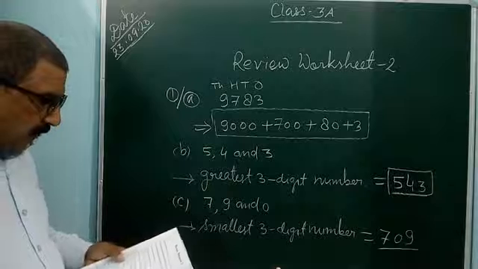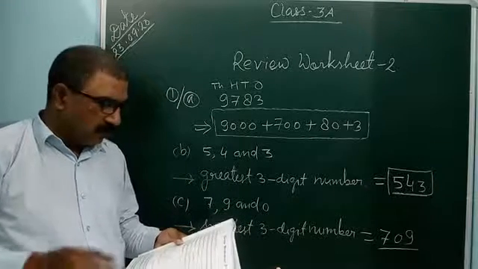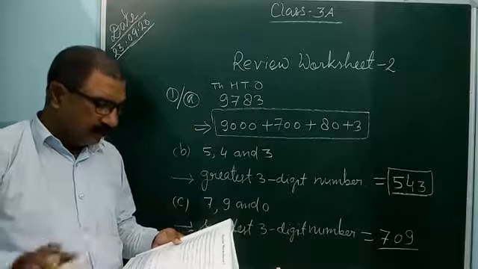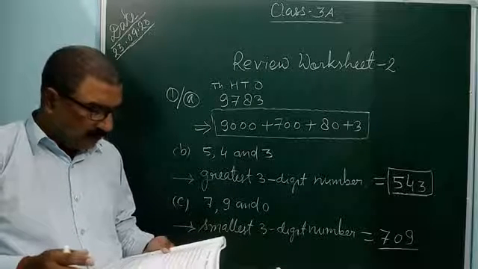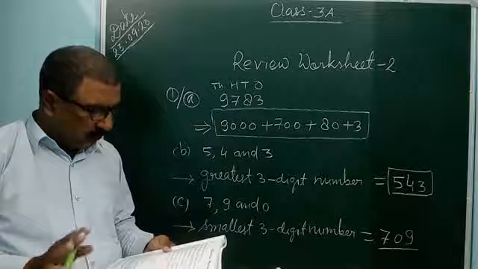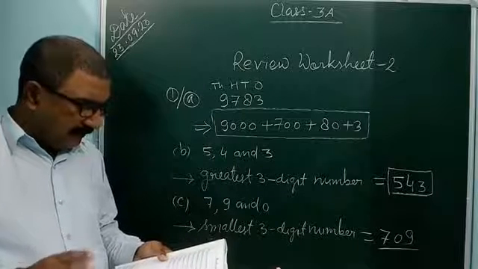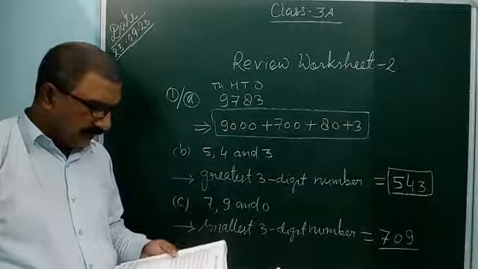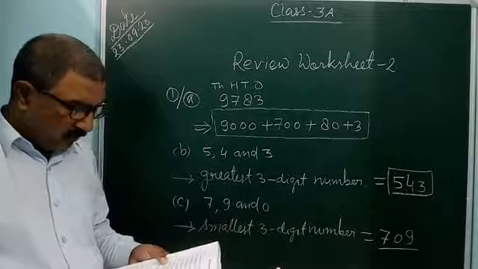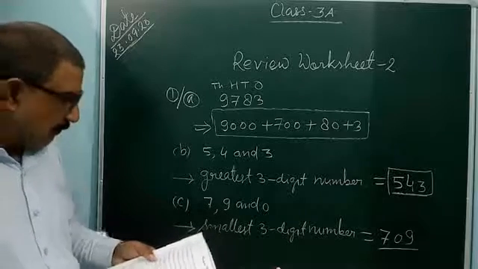The number name of 8705 you do yourself. 4040 in figures you do yourself. Place value of 7, 1 you do yourself. So D, E, F, G, H you can do yourself. But here you can see H, 4, 7, 20 it is given.